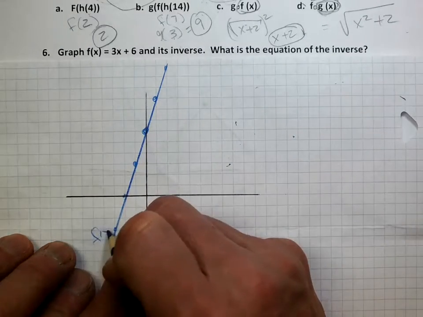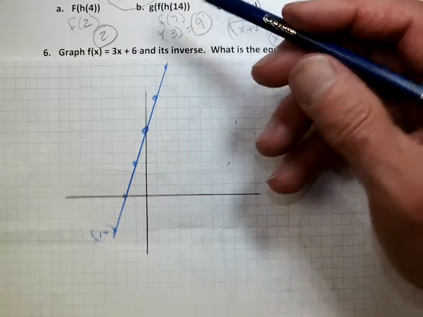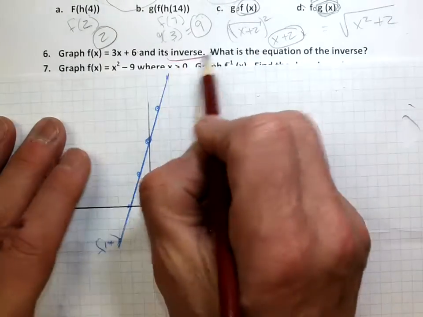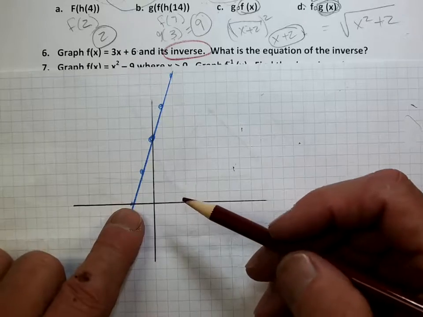That's f of x. Okay, so just start at 6, up 3 over 1, up 3 over 1, up 3 over 1. Okay, let's do the inverse. So to do the inverse, let's just reverse the points. That's the easiest way to do it, right? I'll show you an easy way.